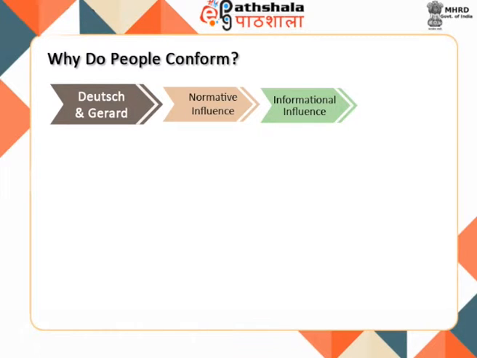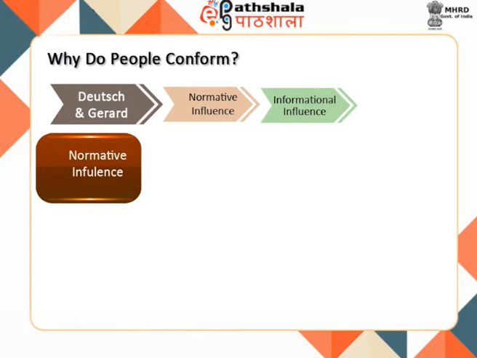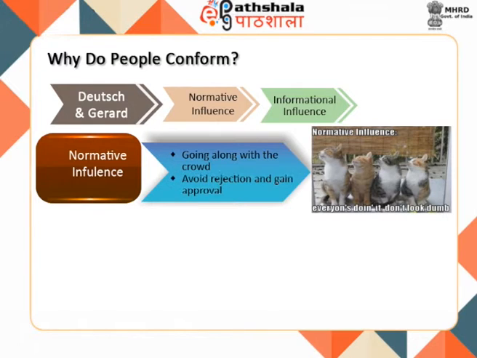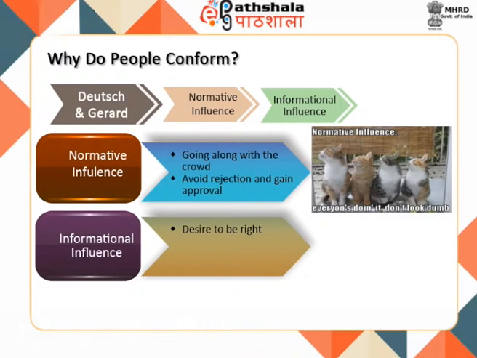Researchers have found that people conform for a number of different reasons, like looking to the rest of the group for clues for how we should behave, thinking that other people might have greater knowledge or experience than they do, and to avoid looking foolish. Normative influence is going along with the crowd to avoid rejection and to gain approval. Informational influence springs from our desire to be right.